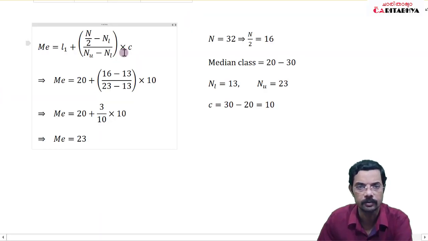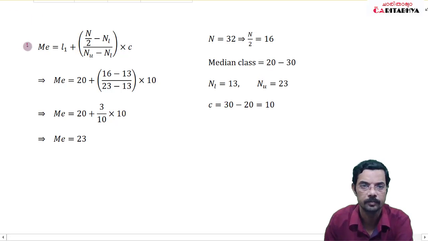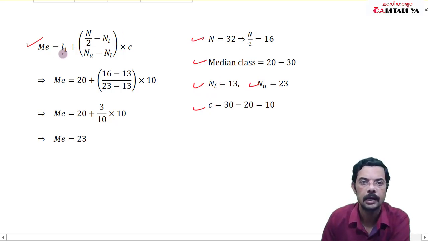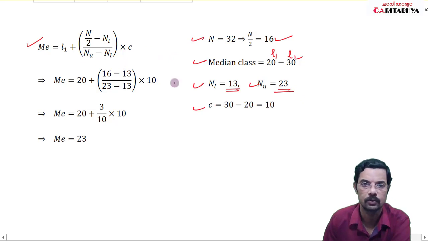Okay, so this is the formula. We have the formula here and these are the values: N, median class, NL, C and NU. Now L1 is equal to 20. This is L1 and this is L2. N by 2 is 16, which we have found here. Then what is NL? NL is 13, so we put 13. And then what is NU? NU is 23, so 23 minus 13 into C. What is C? C is 10, so I am putting 10 here instead of C.